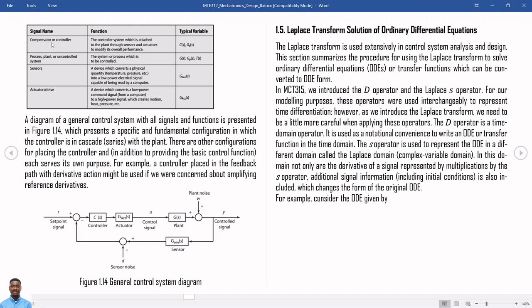Then for the 4 basic control system functions, there are 4 of them. We have the compensator or the controller, the process, plant or uncontrolled system, the sensors, and the actuator or drive.